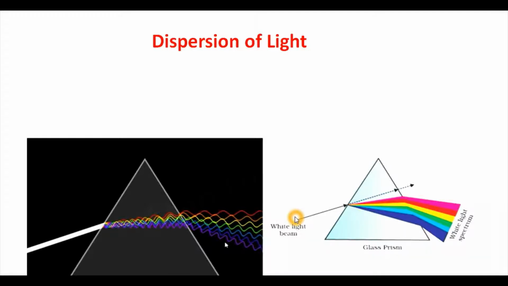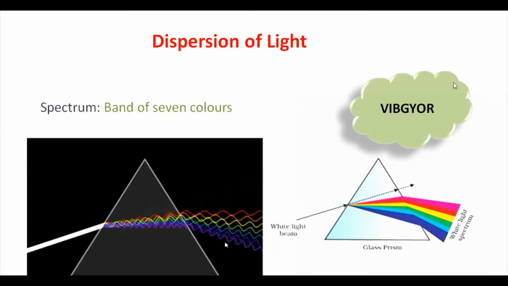That band of 7 colors, which was formed on the white screen when a beam of light is passed through a prism, was called spectrum. So what was spectrum? Spectrum was nothing but the band of 7 colors that was formed. The 7 colors of this spectrum were red, orange, yellow, green, blue, indigo, violet. They can be easily denoted by the term VIBGYOR, where V represents violet, I represents indigo, B represents blue, G represents green, Y represents yellow, O represents orange, and R represents red.